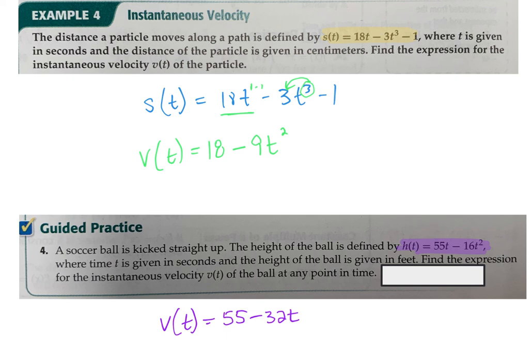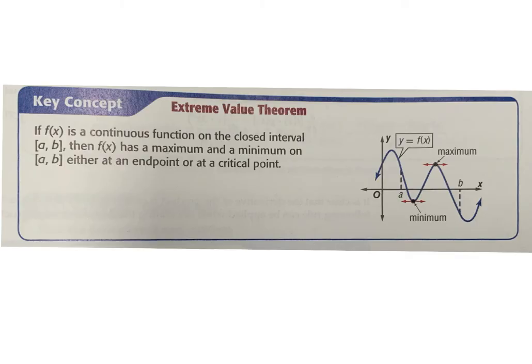And then if they said at 3 seconds, guess what you would do? Plug in a 3. So after 3 seconds in the air, the velocity of that soccer ball is negative. Obviously, it came down before 3 seconds. If they told us they wanted instantaneous velocity at like 1.5 seconds, you'd plug 1.5 into the time. Wow. It's a negative.